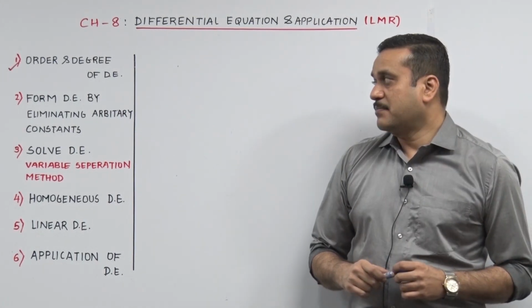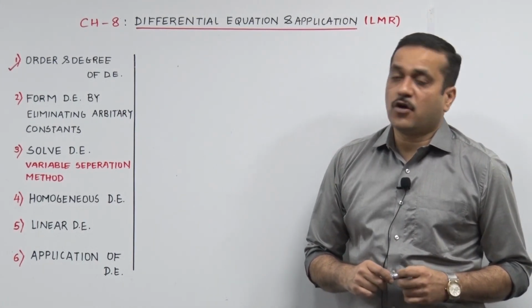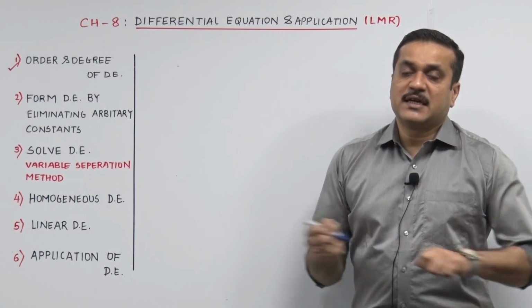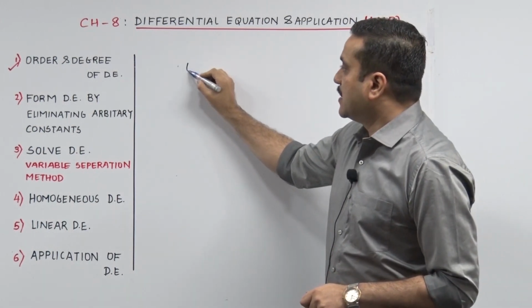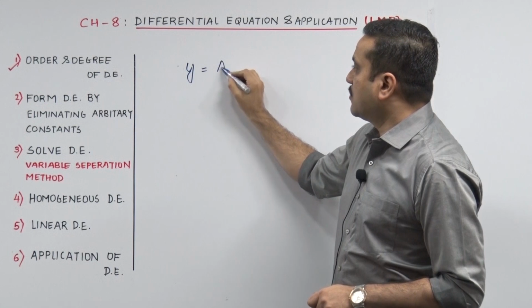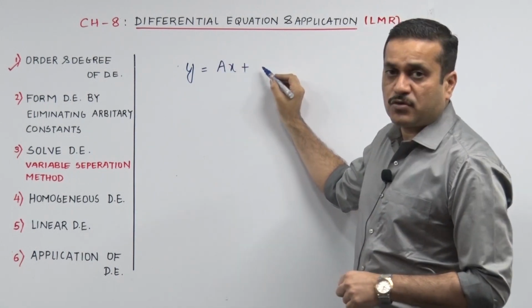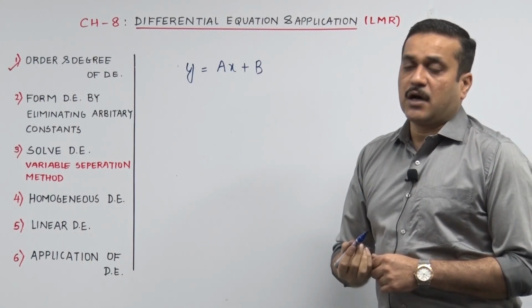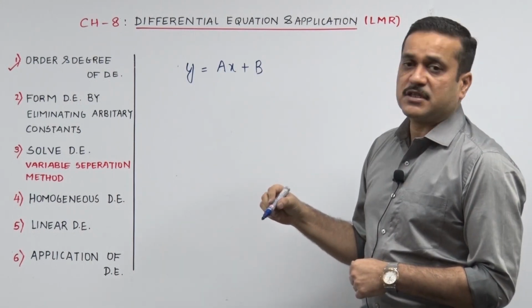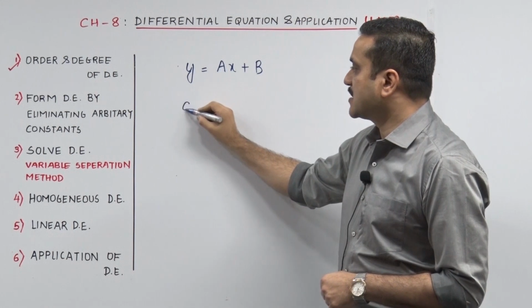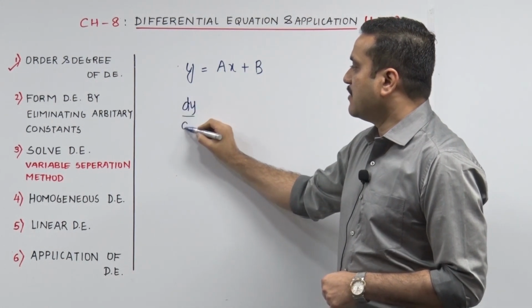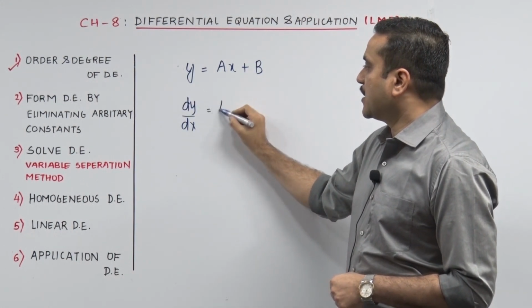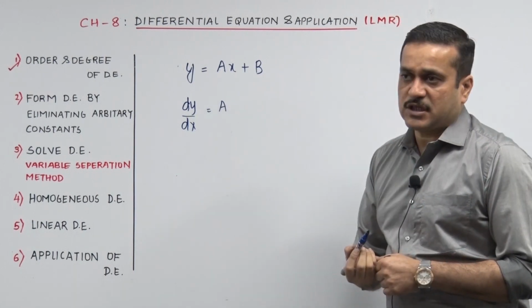Coming to the second part, the second segment now, form the differential equation. Can I take an example over here? Let us say I have a solution over here, a relation between the two variables y and x: y equal to ax plus b. Now how do you form a differential equation? You differentiate for the first time. You reach dy by dx is equal to a. The x goes to 1 and the b goes to 0.